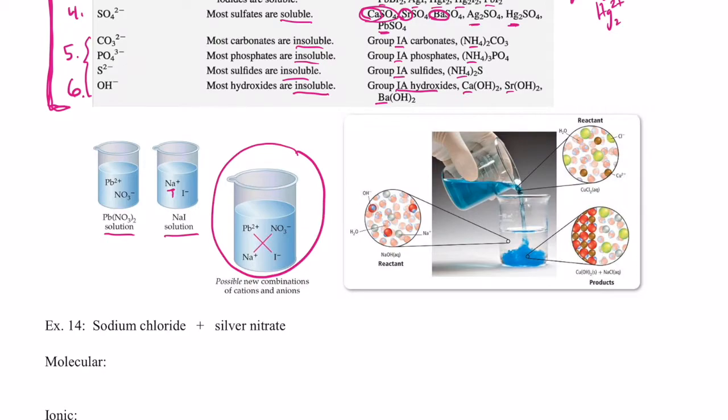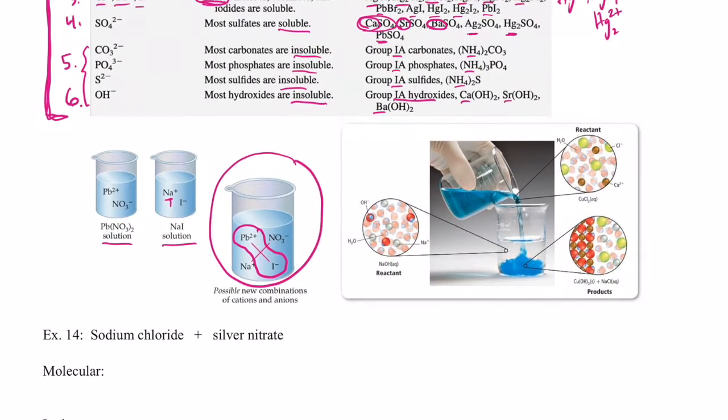Then we would have these ions maybe being more attracted to each other than they are to the water molecules. We would have double replacement reactions that might occur. So, what if lead and iodide were placed in the same beaker?